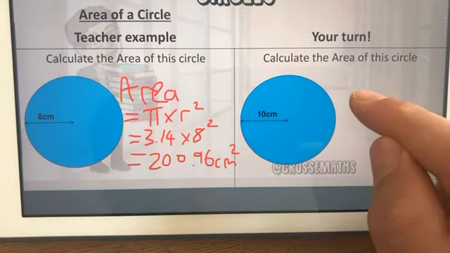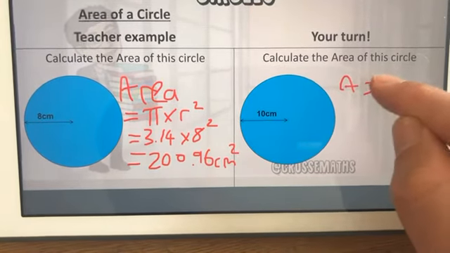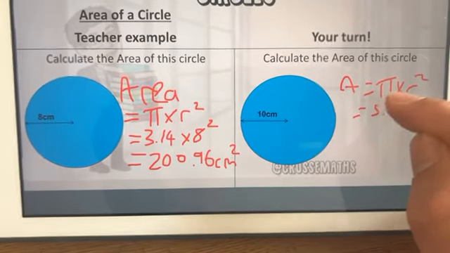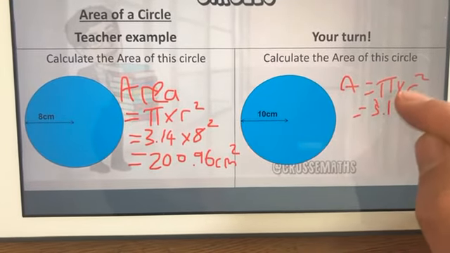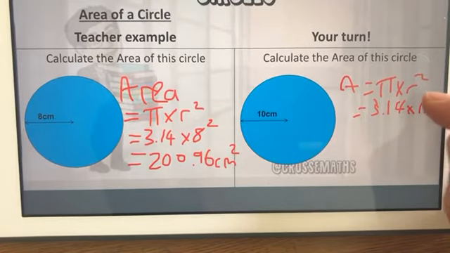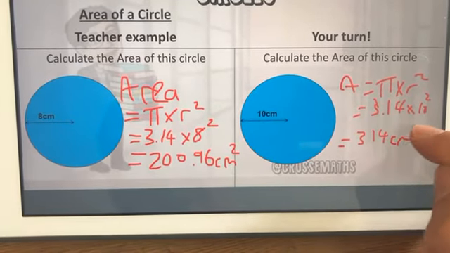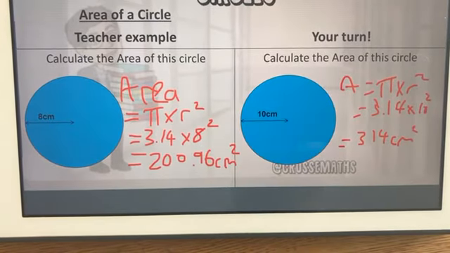Right, guys, so for the one on the right hand side, area, again, always write the formula out. Area is pi times r squared. 3.14 times 10 squared gives me 314 centimeters squared. Okay, that's what you should have got on the one on the right hand side. Make sure that's marked. Make sure the example on the left is written down, and let's move on.